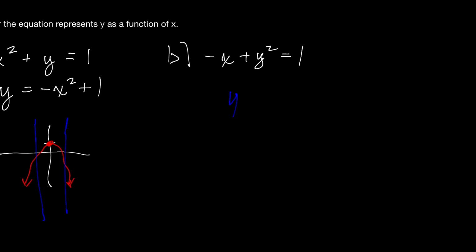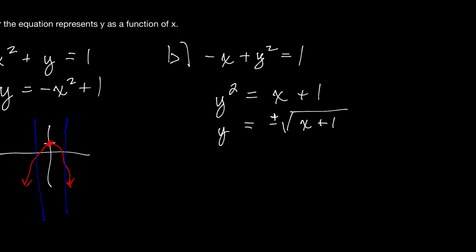And if I solved this for y, I would start by adding x on both sides, and then we take the square root of each side. So that's going to result in plus or minus the square root of x plus 1.